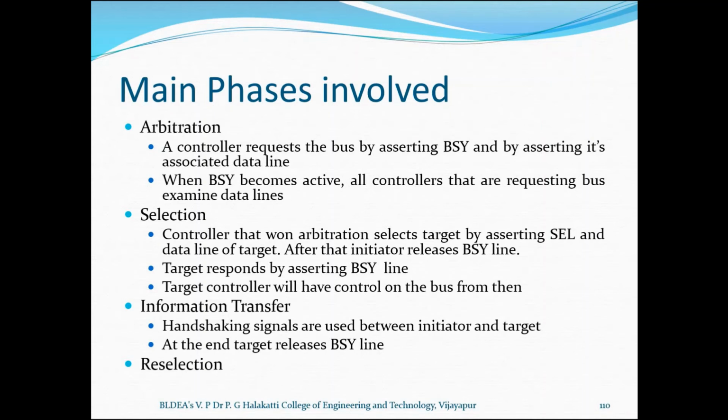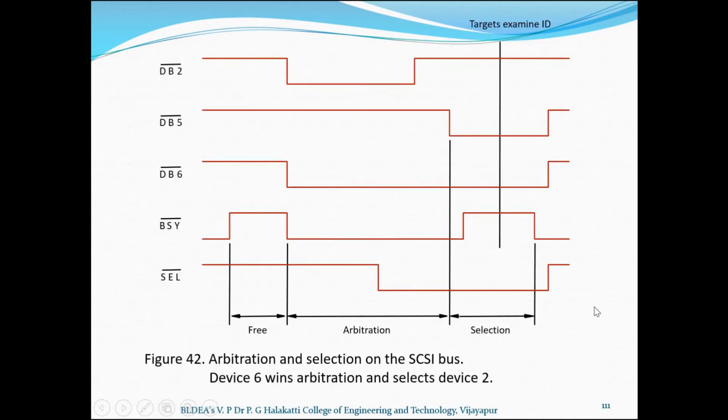Let's have a look at the main phases involved in the SCSI bus. So we have here arbitration, selection, information transfer, and reselection. Before that, let's have a look at the timing diagram. This diagram illustrates arbitration and selection on the SCSI bus. The bus is free when the bus busy signal is inactive. As I told you, this is with a bar, so with a bar means it is active when it is low. So it is inactive when it is high.